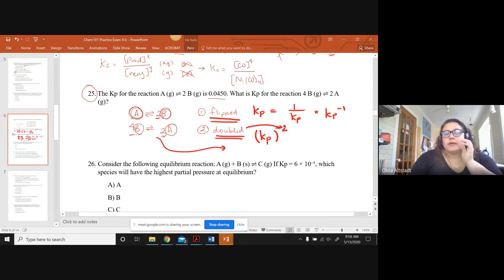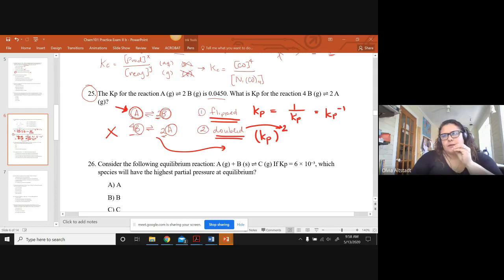So a problem like this, I would not include in the final. I can only include in the final something where I flip the reaction, but not when I multiply it by a factor. So if a reaction is flipped, it's the inverse of the Kp.